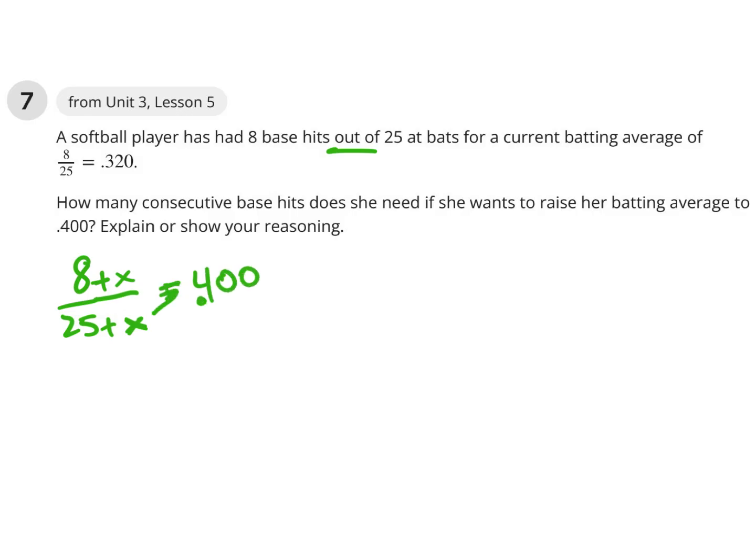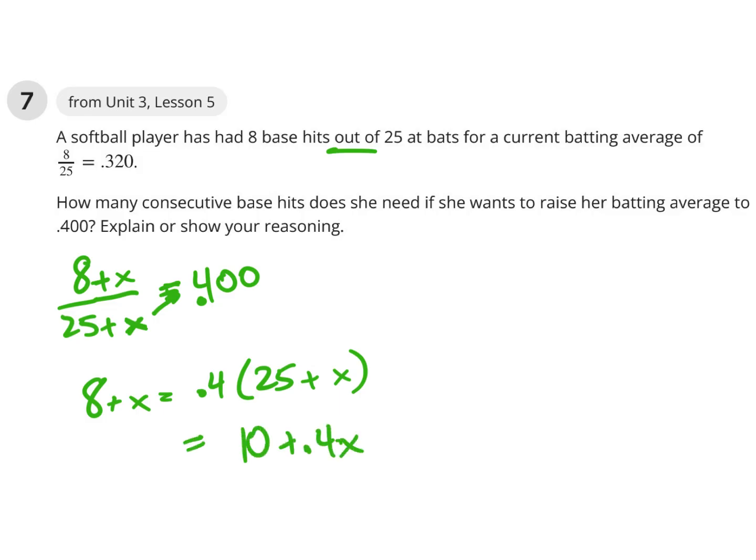We cross multiply, giving us 8 plus x equals 0.4 times (25 plus x). We're doing work on the right side. 0.4 times 25 is 10, plus 0.4x equals 8 plus 1x. Now, we're going to move the numbers to the right and the letters to the left, leaving us with 0.6x on the left and 2 on the right.